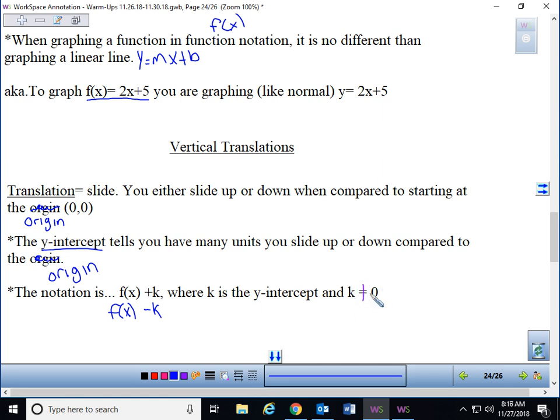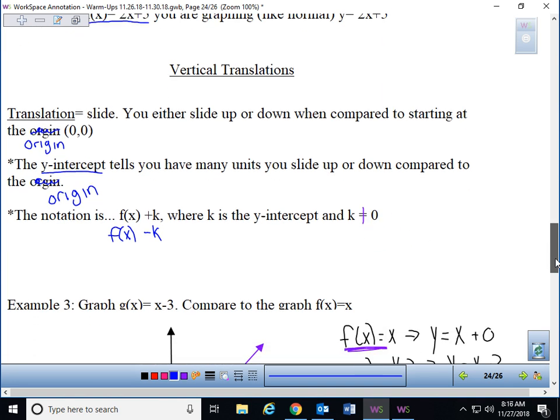Well, why can't k equal 0? If k equals 0, that would mean our y-intercept is at the origin. It's at 0, 0. So if I'm already at 0, 0, I can't talk about moving away from it. That's where I'm stuck. So we're not going to talk about if the y-intercept is ever 0.